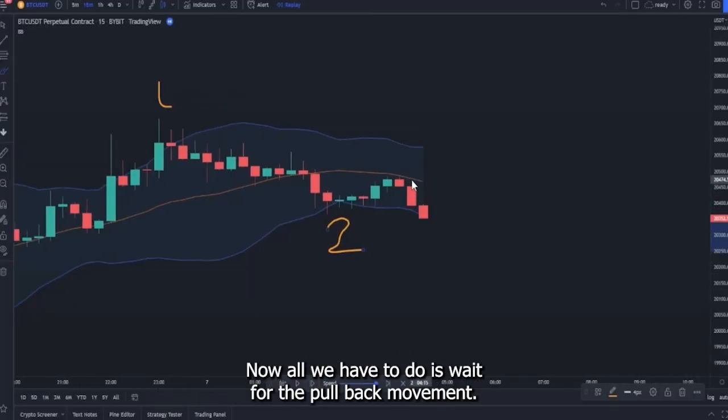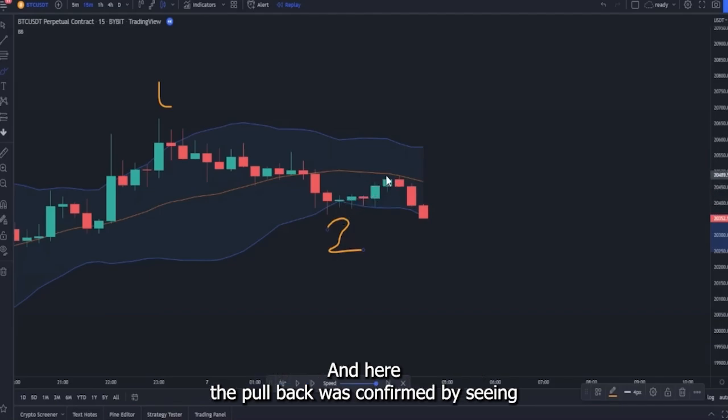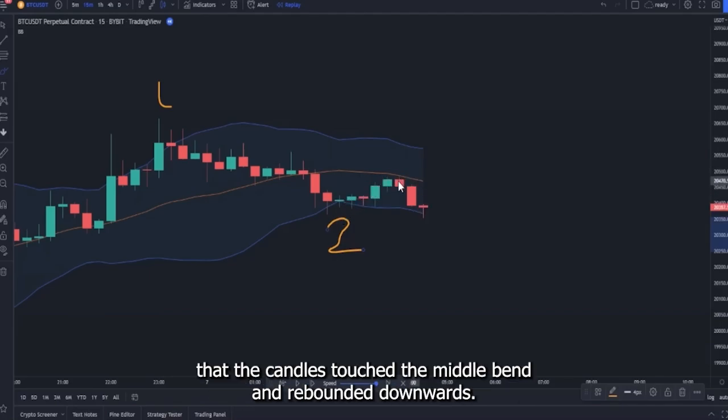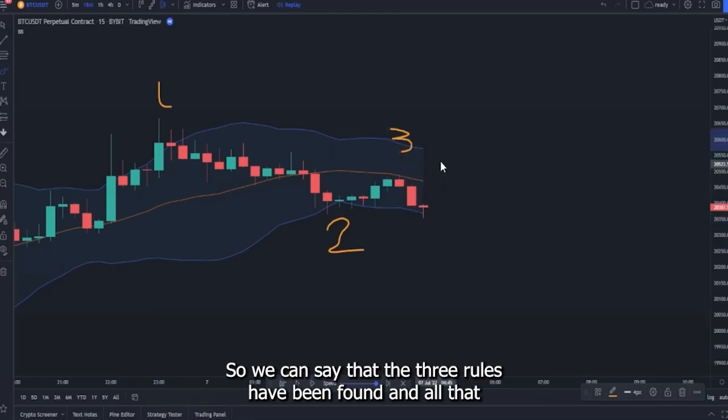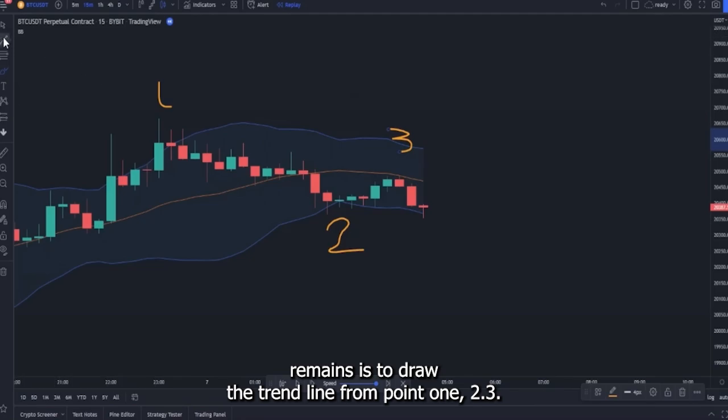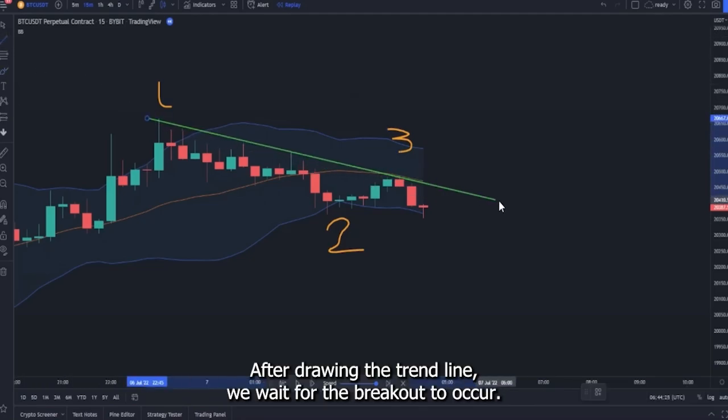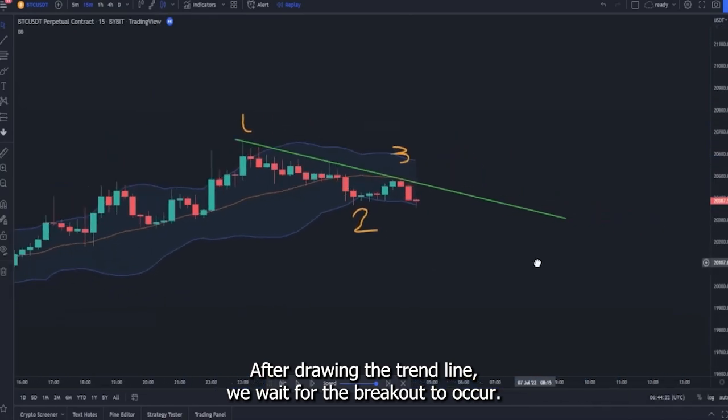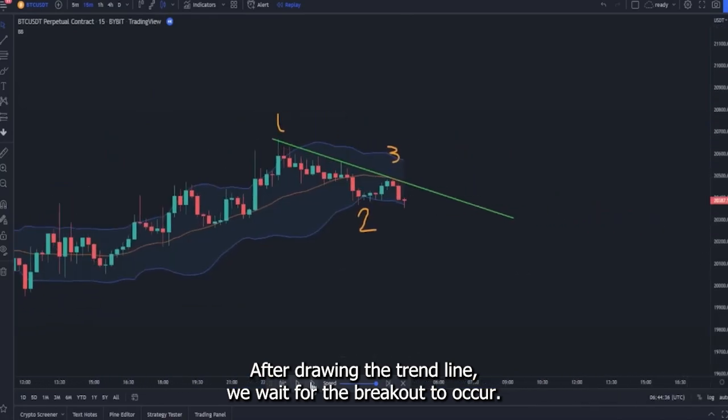Now all we have to do is wait for the pullback movement, and here the pullback was confirmed by seeing that the candles touched the middle band and rebounded downwards. So we can say that the 3 rules have been found, and all that remains is to draw the trend line from point 1 to point 3. After drawing the trend line, we wait for the breakout to occur.